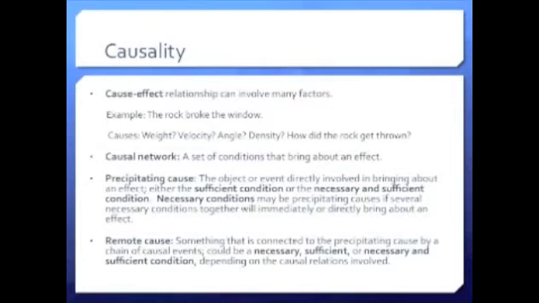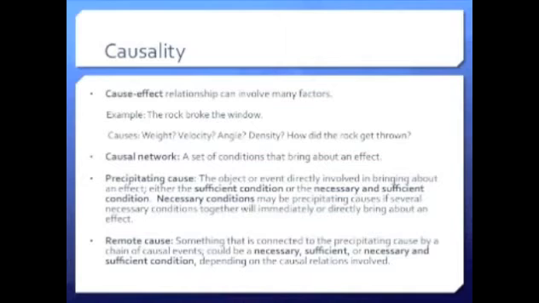However, in ordinary life as well as in the sciences, we are often concerned with identifying the precipitating cause of an effect. The precipitating cause is the object or event that is directly or immediately involved in bringing about an effect. It is sometimes referred to as the immediate cause. In such cases, we are interested in either the sufficient condition that brought about the event or the necessary and sufficient condition that brought about the effect. I will discuss causes in terms of necessary conditions, sufficient conditions, and necessary and sufficient conditions in the next slide.